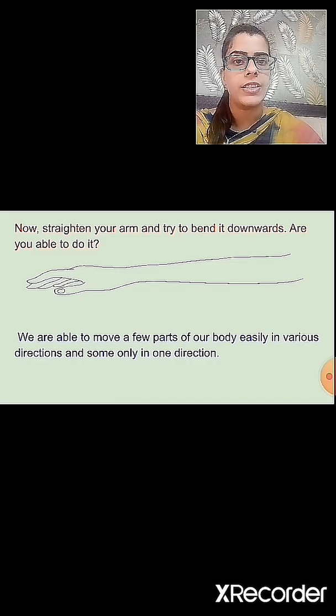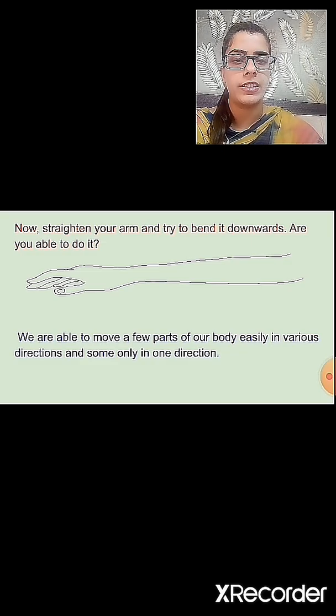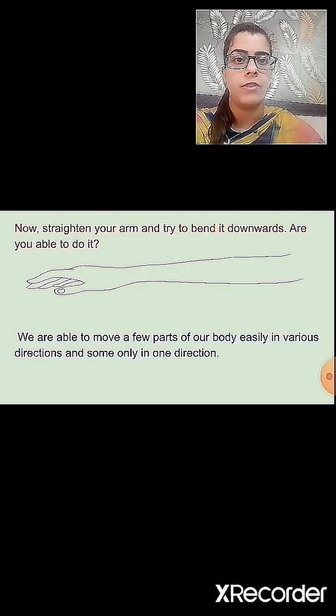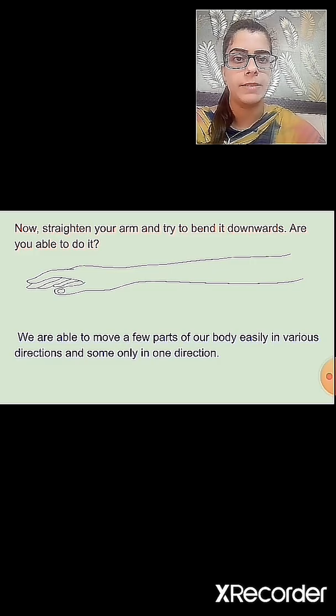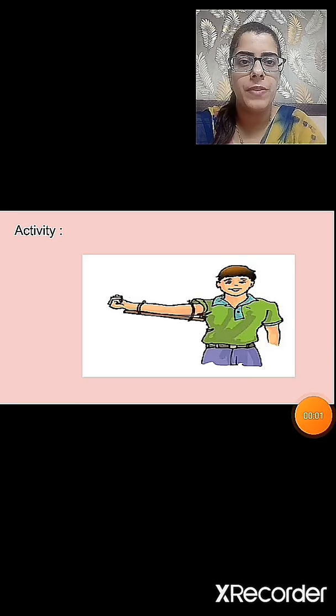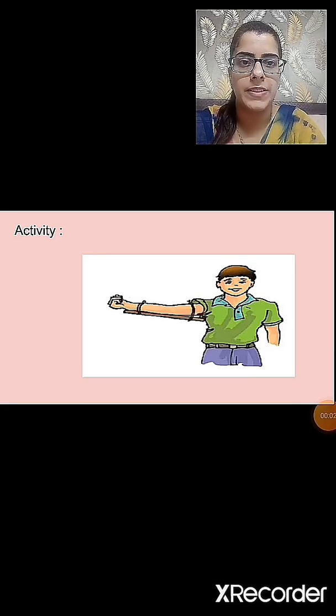Now, straighten your arm and try to bend it downwards. Are you able to do it? You have to straighten your arm and try to bend in the downward direction. Will you be able to do it? No, it won't be that simple. We are able to move a few parts of our body easily in various directions and some only in one direction. Then we have studied an activity.